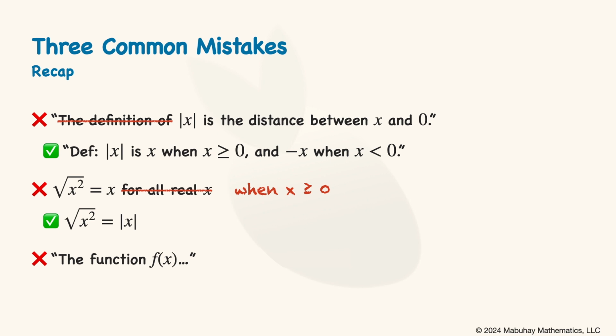Finally, we addressed the phrasing in the function f of x. We established that f of x represents the value of the function f at x, which is actually a number. And so when we refer to the function, we should say the function f. Wow, you all. Great work.